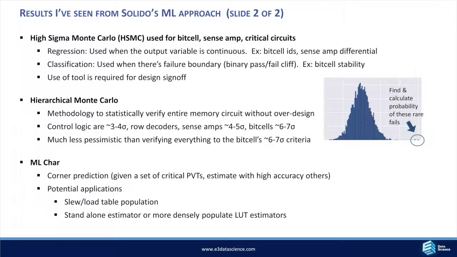And finally, one of their newer tools called ML Car. This really is similar to the work I've done in the past, but on a much grander scale. One of the things it can do is corner prediction. So given a set of basis corners, it can fill out the corner portfolio, basically saving days and days of simulation time. Other potential applications for this tool, I think, are slew load table population, or even creating a standalone estimator, or filling out that existing lookup table estimator, but at a much finer grid.